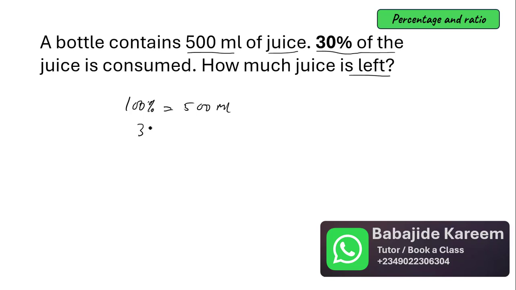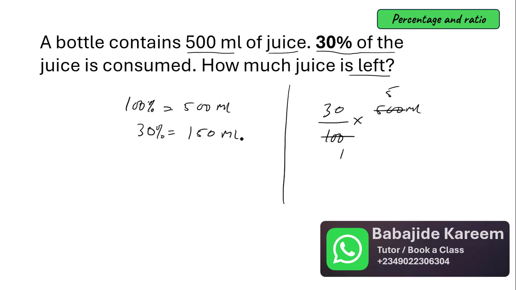So 30% equals, you have to look for 30% of 500 ml. So let's do that here. You say 30 over 100 times 500 ml. So 100 here 1, 100 here 5. 5 times 30 is going to give you 150. So 150 ml.